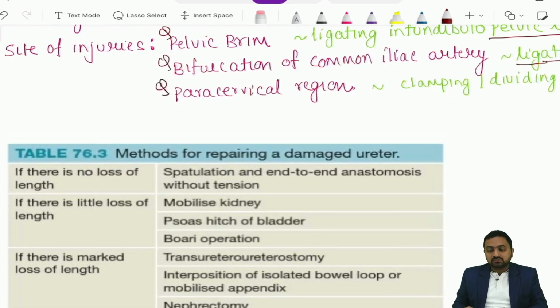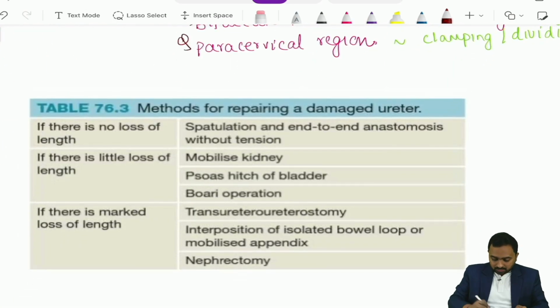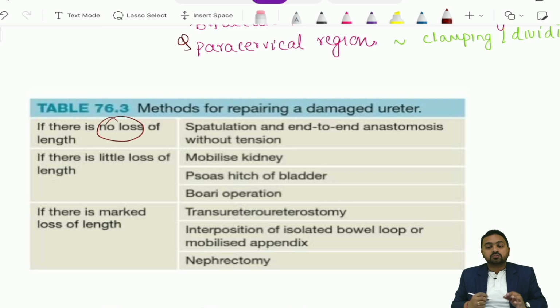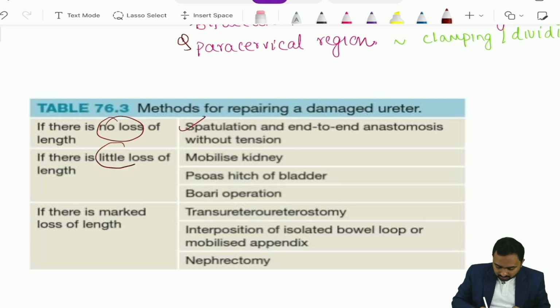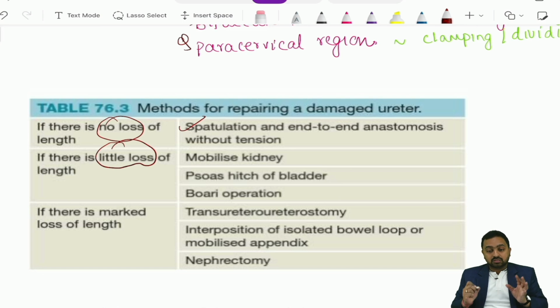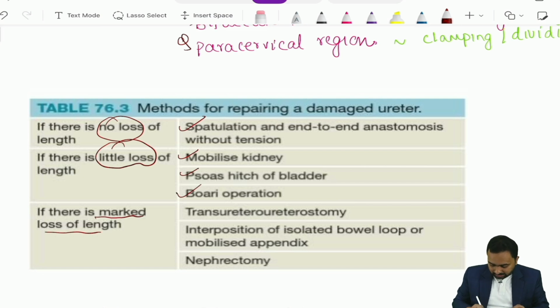Now, what are your methods for repairing a damaged ureter? If there is no loss of length, then you would go for spatulation and end-to-end anastomosis without tension. If there is a little loss of length, then you would need to mobilize the kidney, go for a psoas hitch of the bladder and a Boari operation. If there is a marked loss of length, then you would need to do a transureteroureterostomy, interposition of an isolated bowel loop or a mobilized appendix, and in some situations you might actually end up doing a nephrectomy.